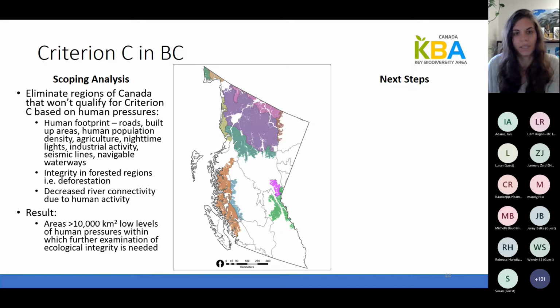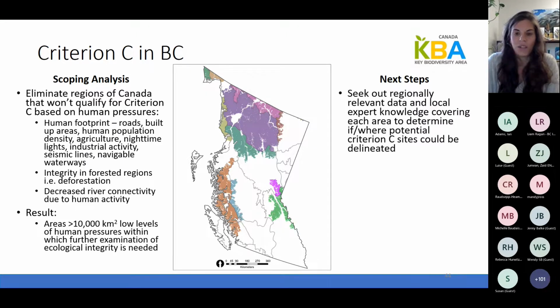So this is a map of BC. The light gray lines indicate ecoregions. They're at the global level and not the Canadian level, if they look a little different than what you'd be used to. And each colorful blob in here represents a potential area in which we need to further examine ecological integrity. So you can see mainly in the north, a little bit in the Rocky Mountains in the east, and then in the coastal regions in the west, we have some potential areas that at least have low human pressure. And so we're going to take these areas and move on to our next steps.